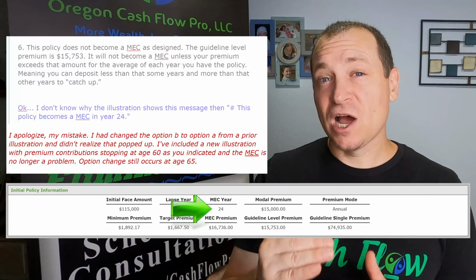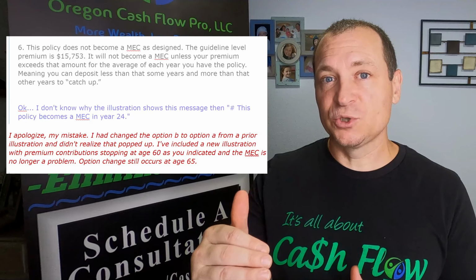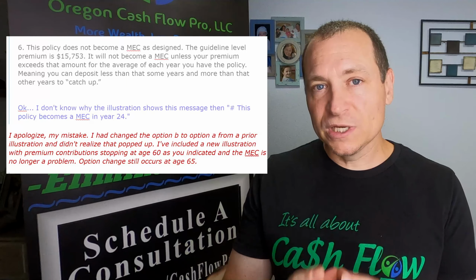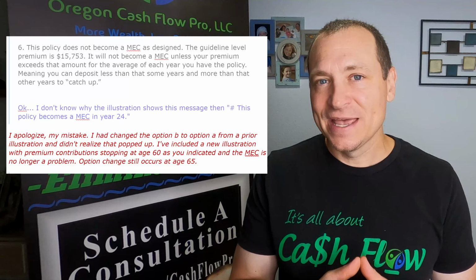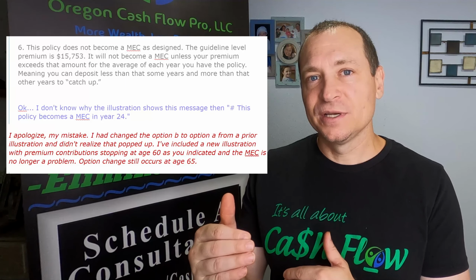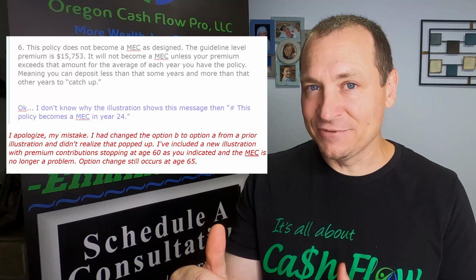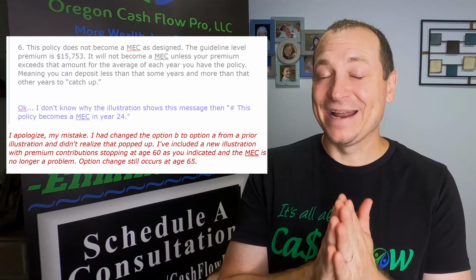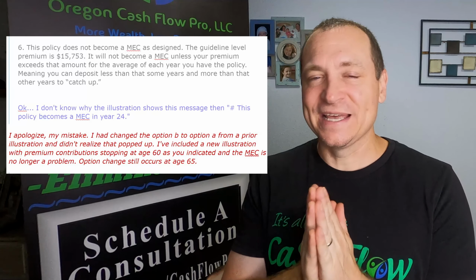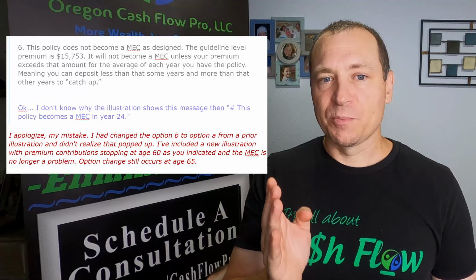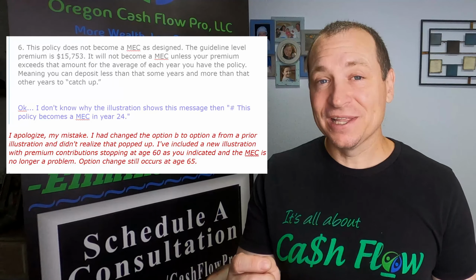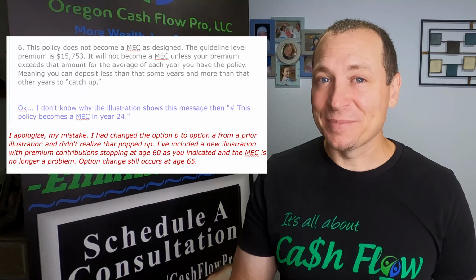What happened is we have an option change from an increasing death benefit to a level death benefit that on the original illustration I put in, I did at age 75, which did not create a MEC. But if we're funding this policy at $15,000 a year and we change that option to happen at age 65 instead, it created a MEC, and I missed it when I printed that illustration. So I had changed the option to option B from a prior illustration, and I didn't realize that that message had popped up about the MEC.